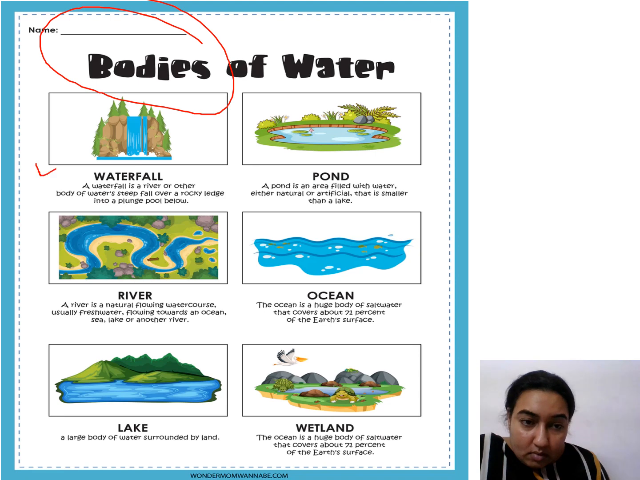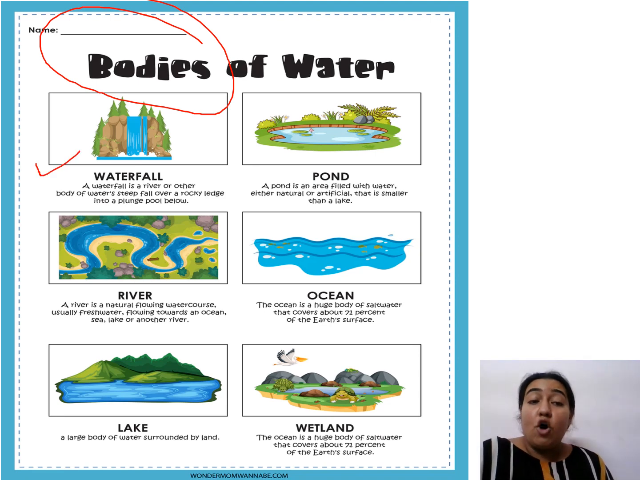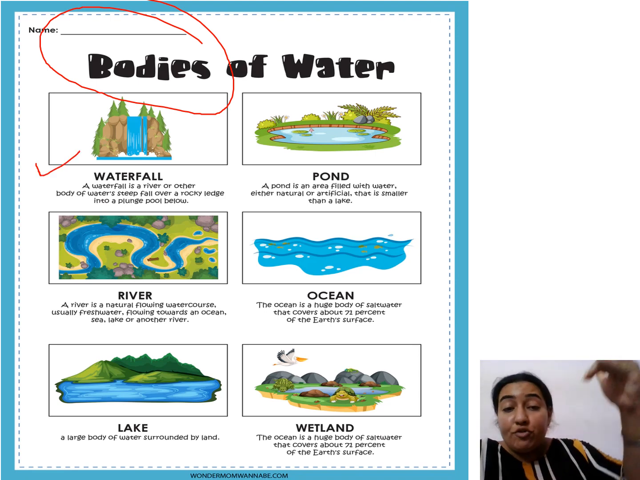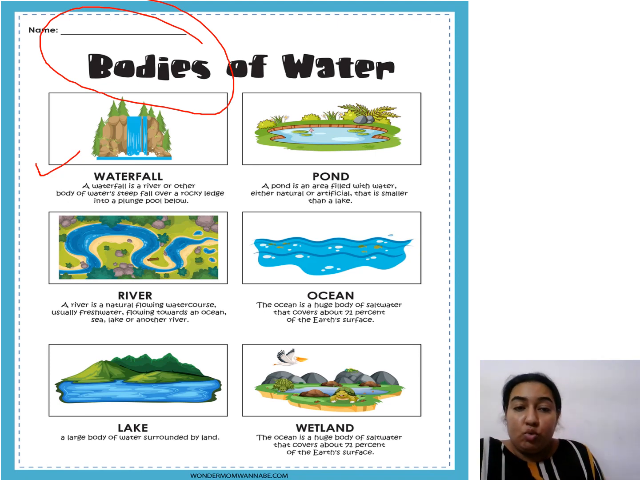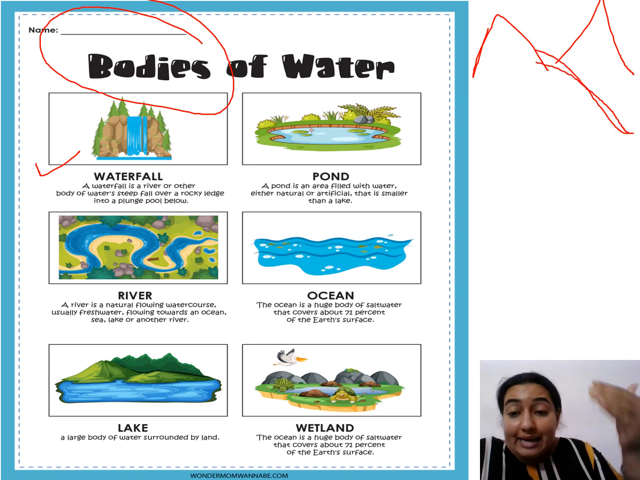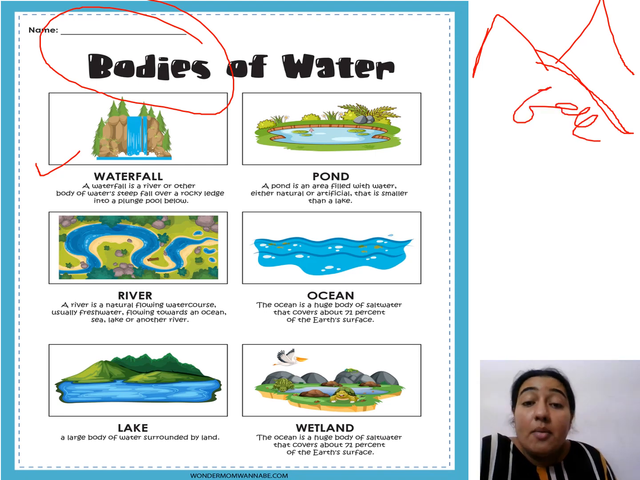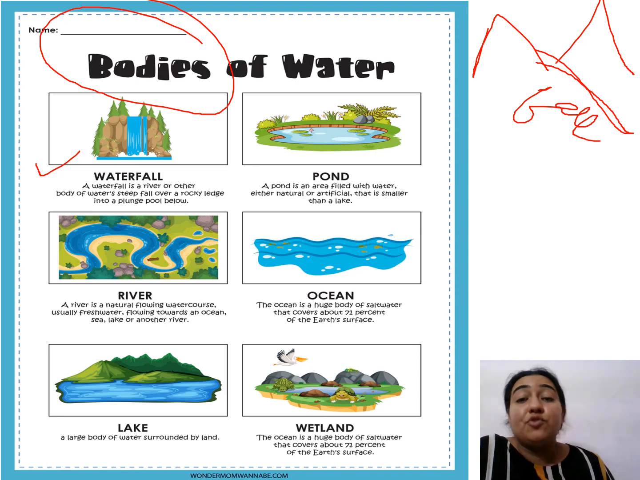A waterfall is a river or other form of water which is coming down from rocky mountains into a pool. Now there are mountains over here. Now if water is falling here from a height, that is a waterfall. Fine. Pond. A pond is an area which is filled with water.